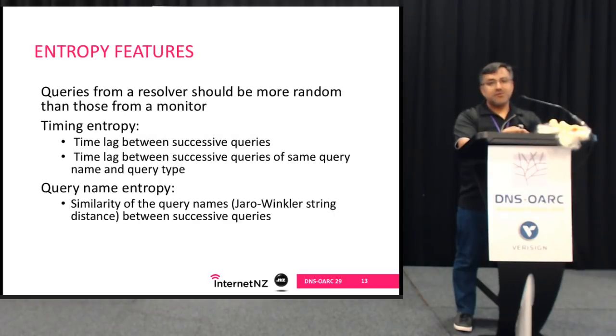And then we start working on the entropy features, under the assumption that a resolver should be far more random than a monitor. So we have two features here, the timing entropy and the query name entropy. The timing entropy is the lag between successive queries coming from the same source address. Also, if we see the same query for the same name, what's the time between those? A monitor will start sending the same query regularly. And also the query name entropy: we calculate the text similarity between queries using the Jaro-Winkler distance between successive queries. So we can determine whether there is a lot of entropy on this query stream or a little entropy on this query stream.